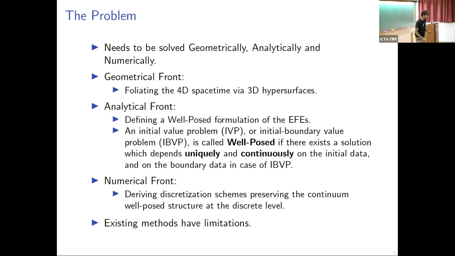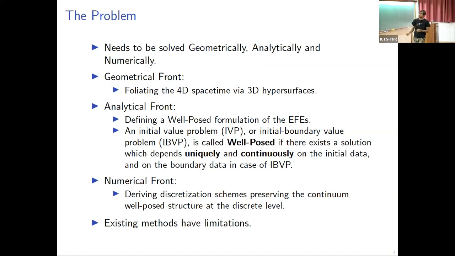So now let's come to the original problem of mapping scri+ on a computational grid. How to solve it? This problem needs to be tackled at all three levels: geometrically, analytically, and numerically. In the geometrical front, we need to introduce a slicing which facilitates mapping scri+ on a computational grid. By analytical front, I mean we need to define a well-posed formulation of Einstein field equations.